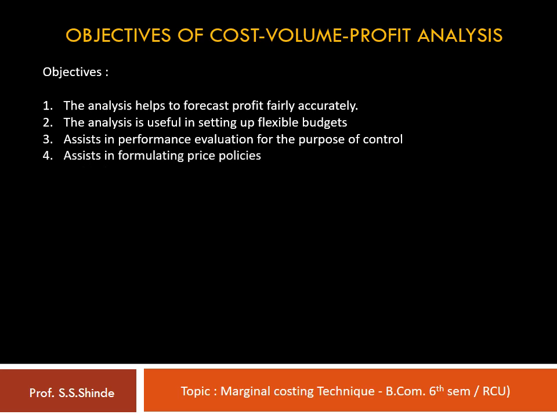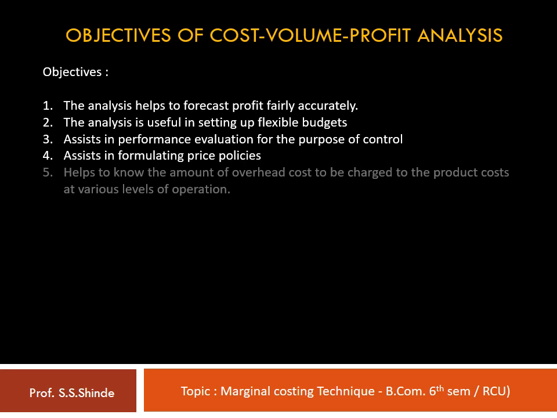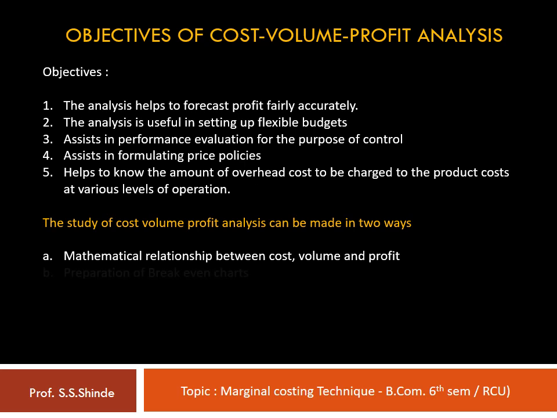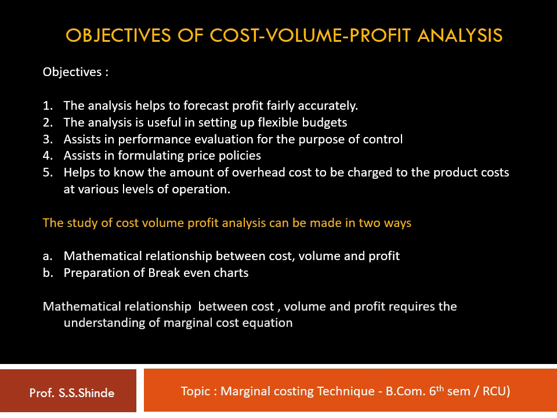4. It assists in formulating price policies. 5. It helps to know the amount of overhead costs to be charged to the product cost at various levels of operation. The study of cost volume profit analysis can be made in two ways. First, understanding the mathematical relationship between cost, volume and profit. 2. By the preparation of break-even charts. Mathematical relationship between cost, volume and profit requires the understanding of marginal cost equations.